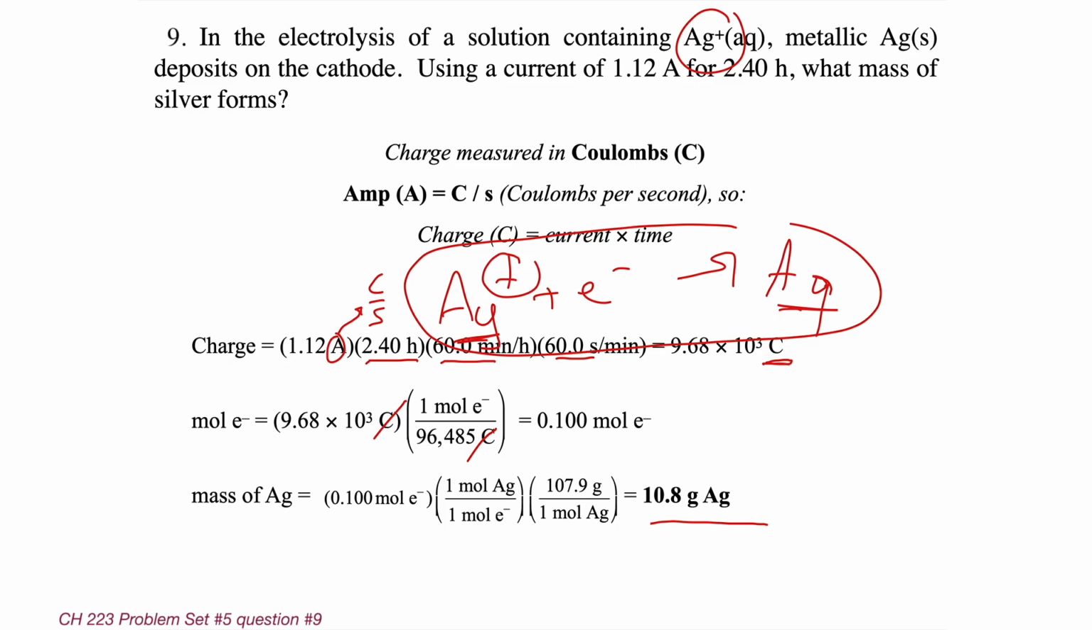These problems either go from time to mass. This problem went from 2.40 hours into mass in grams. Sometimes these problems go from mass back to time. Like it'll say, well, 10.8 grams of silver, how long will it take? Like 2.40 hours. These problems go one or the other ways, and they're not too hard.